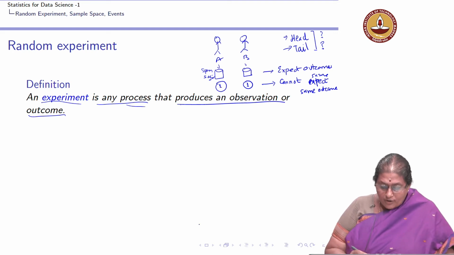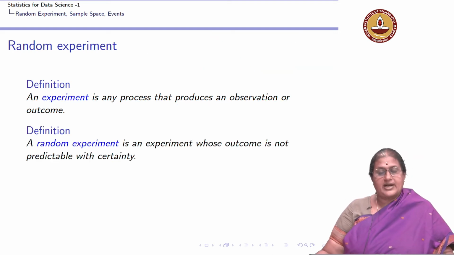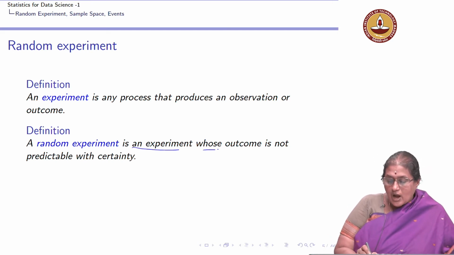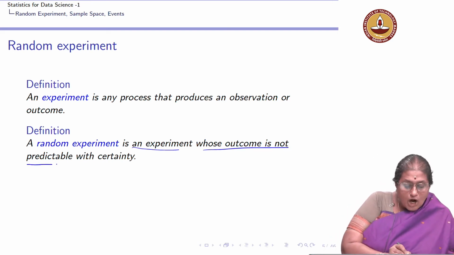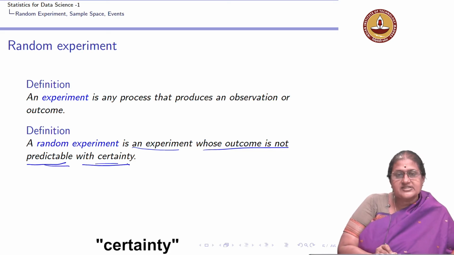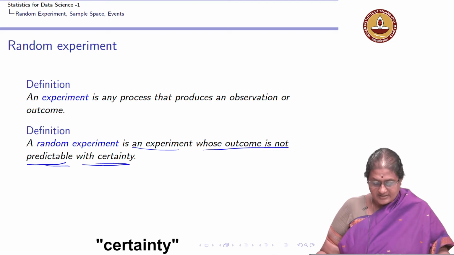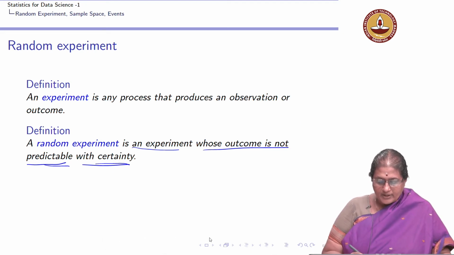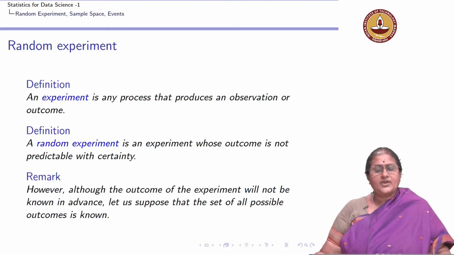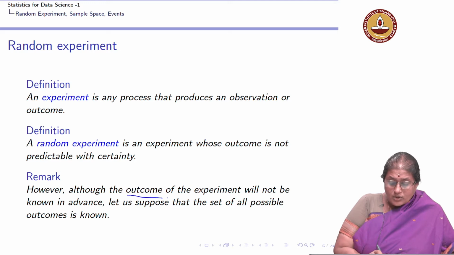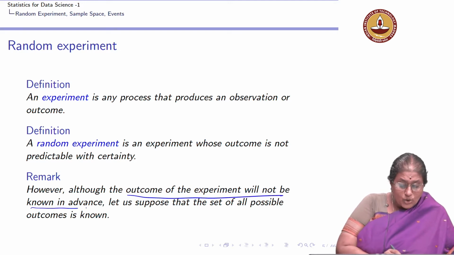So, we formally define a random experiment as an experiment whose outcome is not predictable, that is, the outcome is uncertain. This is an extremely important understanding. Here I want to qualify it: the outcome of the experiment is not known in advance.